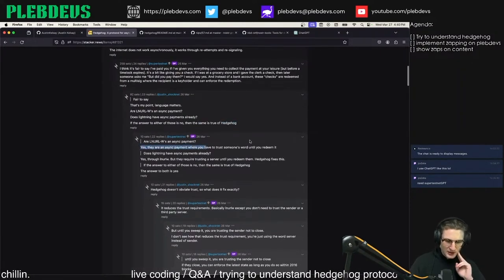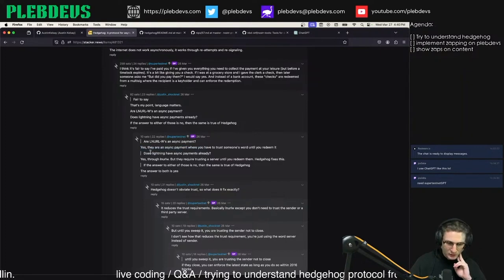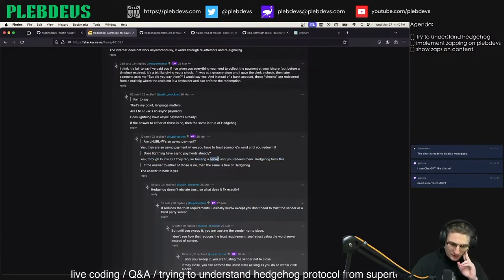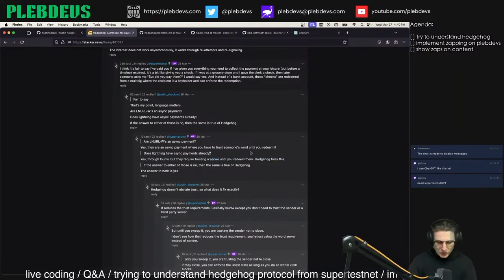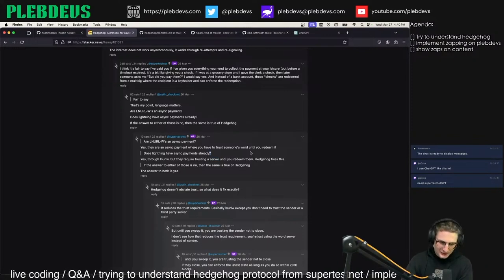Yes, they are async payments when you have to trust someone's word until you redeem it. LNURL, but they require trusting a server until you redeem them. HedgeHog fixes this. I see. So it is kind of an argument of semantics a little bit. I see.